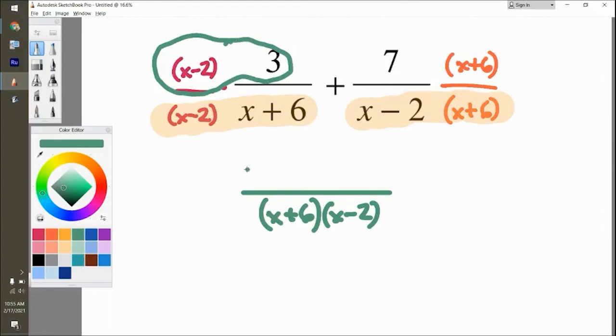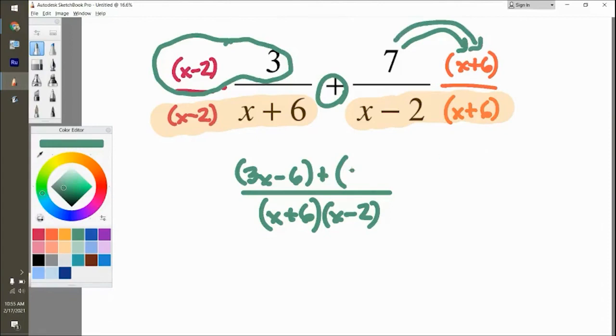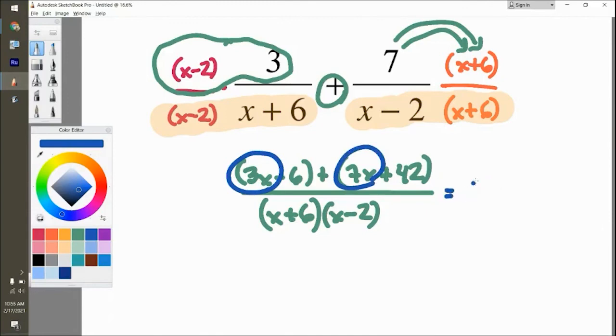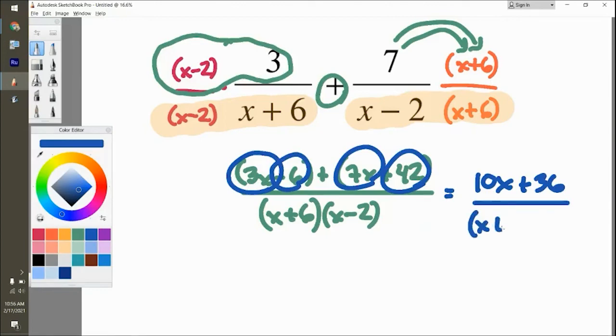That's the denominator. Then I'm going to multiply these two things together. So it's going to be 3x minus 6, and I'm going to put parentheses on that, plus we're going to distribute the 7 to each of those terms, so it's going to be 7x plus 42. The last step is to just simplify everything, which is what we did in that first section we went over today. So 3x plus 7x is 10x, and then negative 6 plus 42 is 36. Then we are dividing this by x plus 6 times x minus 2.